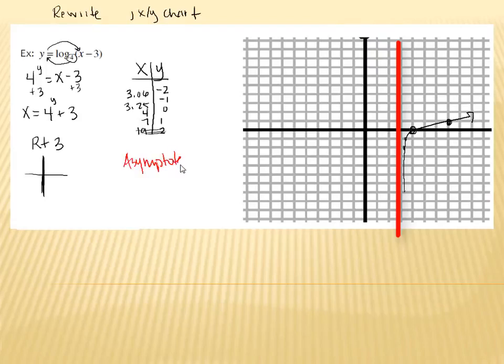And now we want to label the equations and the intercept. So the asymptote is now x equals 3 because it's 3 to the right, cutting through the x-axis. And your intercept, you can clearly see it's hitting right there, 4, 0.